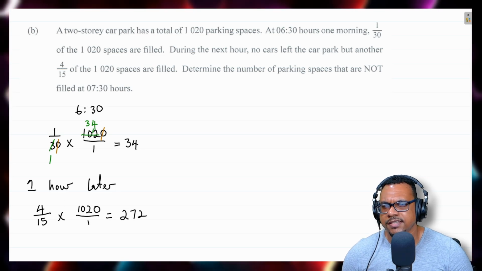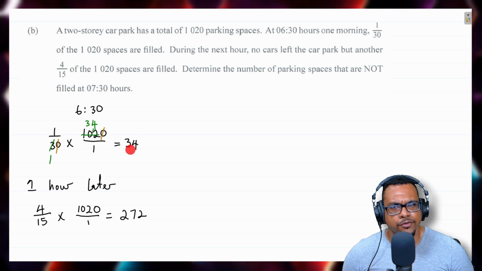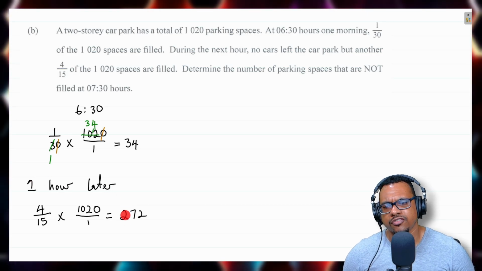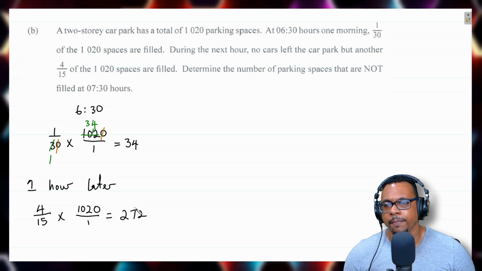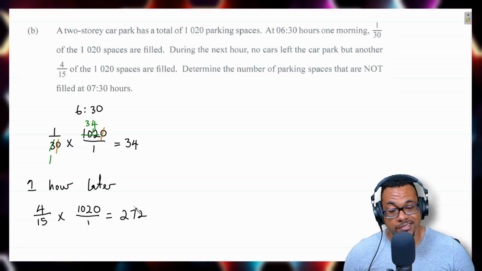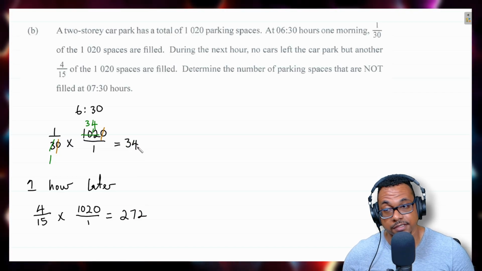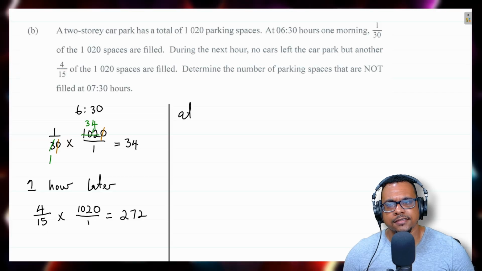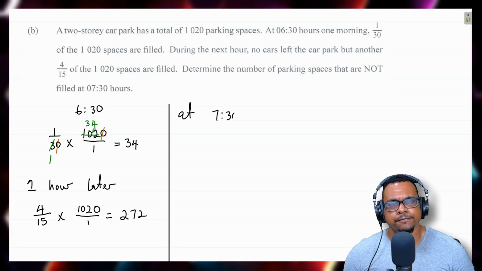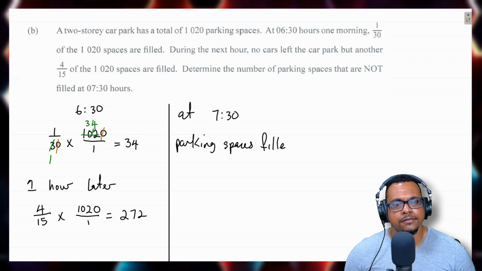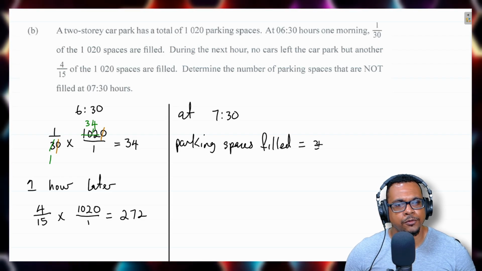So the way this is working is that at 6:30 we have 34 spaces filled. 1 hour later we have a further 272 spaces filled. Therefore, at 7:30 we'll have a total of 272 plus 34 spaces filled. So at 7:30 we have parking spaces filled would be the 34 plus the 272.